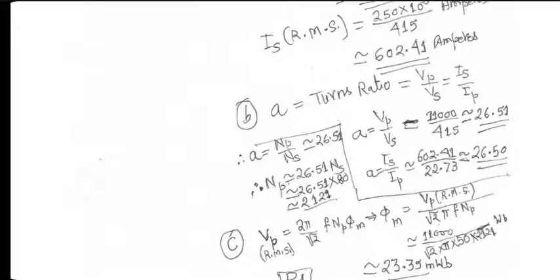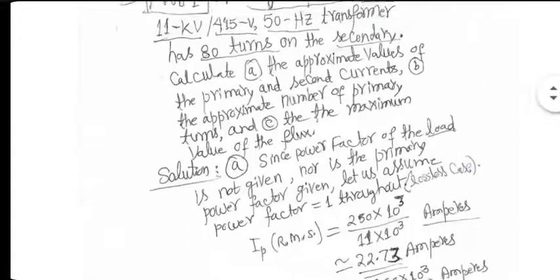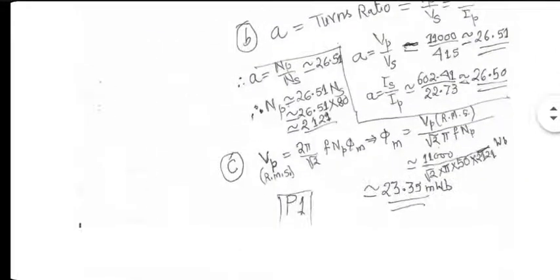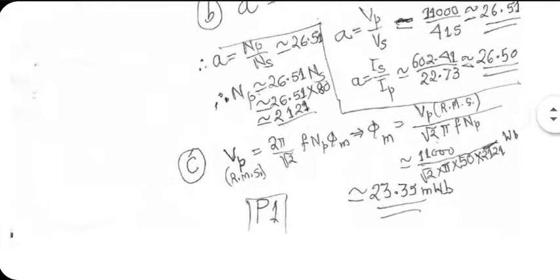And once this is all done, the last thing, of course, is to calculate the flux value, for which you again use the well-known equation, Vp equal to this, or you could use the Vs equation also. It's up to you. Using that, you can calculate the maximum flux in the core. Verify my calculations, please. 23.35 milliweber.